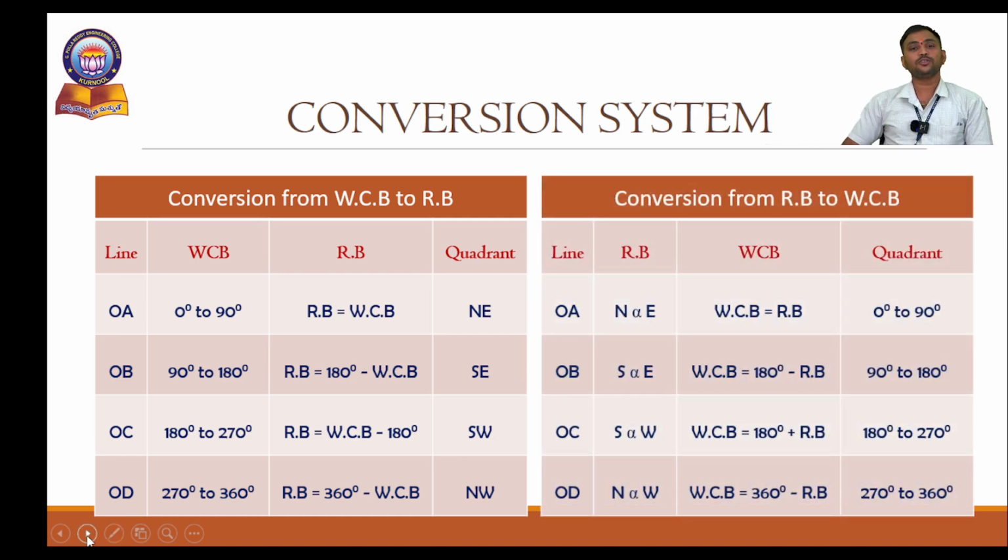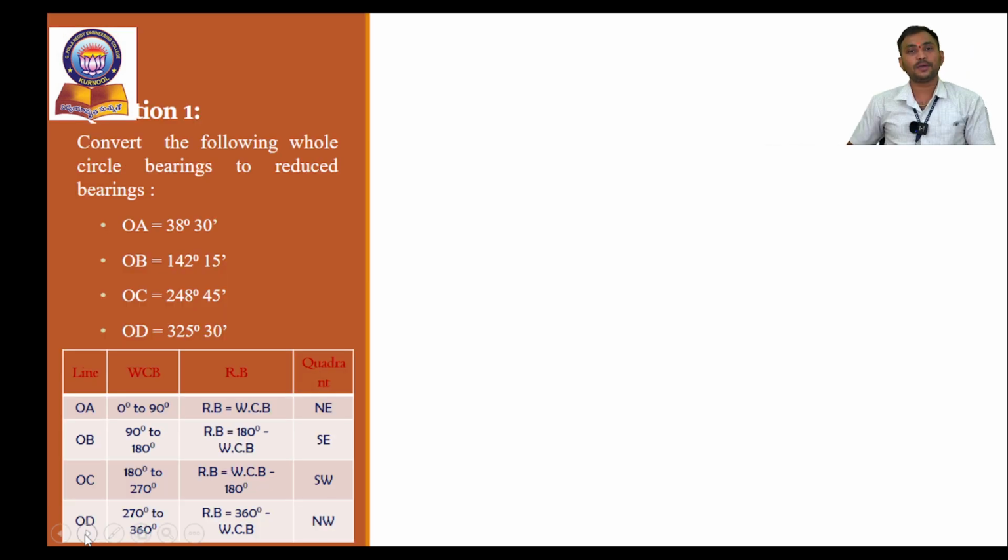Okay, I hope that you people have understood the conversion system from WCB to reduced bearing. WCB means whole circle bearing to reduced bearing, and the conversion system from reduced bearing to whole circle bearing. Right. Now we will see one problem. Convert the following whole circle bearing values to the reduced bearing values.